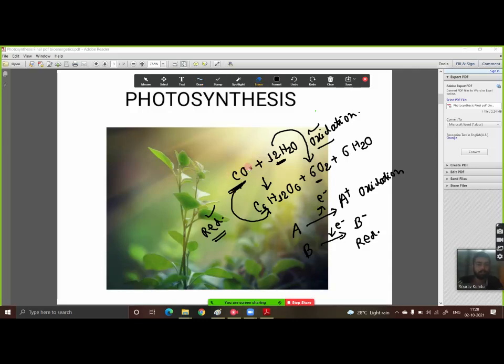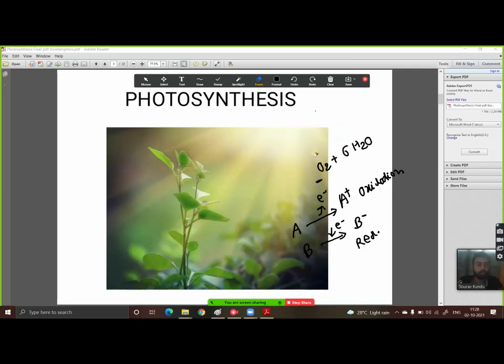Photosynthesis is a biochemical process by which solar energy, the almighty source of energy, is transformed first into chemical energy in the form of ATP, and then that chemical energy is transformed into the glucose molecule as static energy.